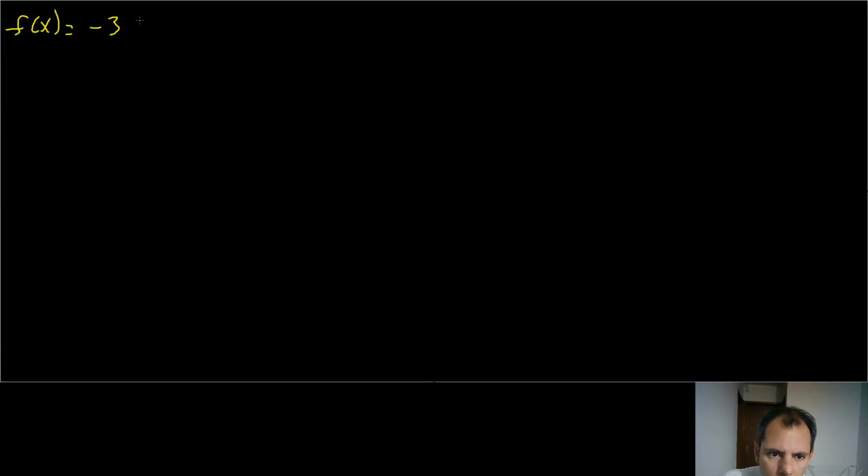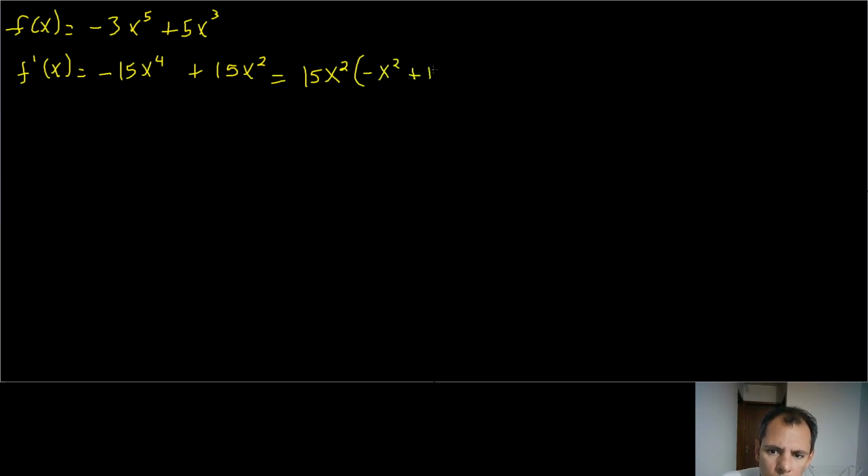So f of x equals minus 3x to the fifth plus 5x cubed. So the first derivative equals minus 15x to the fourth, right? Plus 15x squared. I'm just gonna already factor out the 15x squared, so it's minus x squared plus 1.